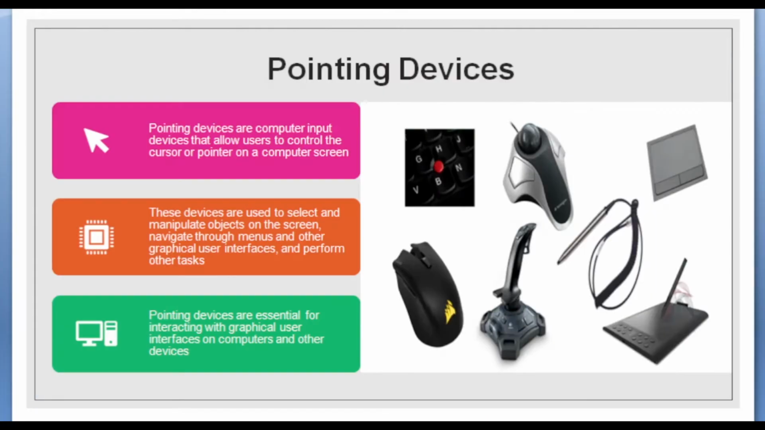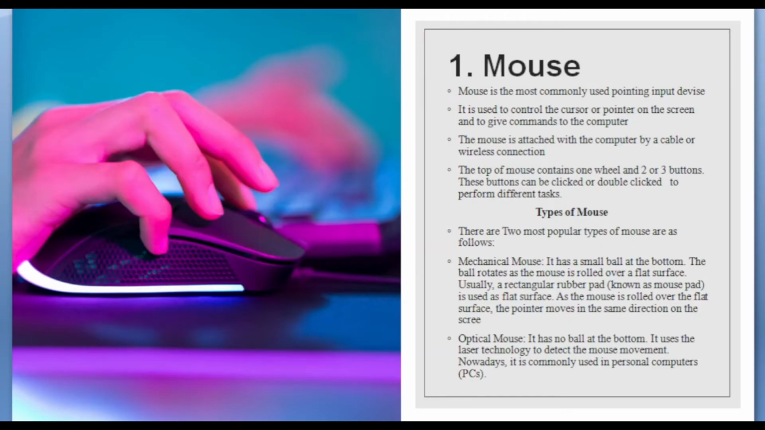Next, I will discuss pointing devices. There are five main types of pointing devices. The first and most common type is mouse, and there is touchpad, joystick, pen tab, and many more. Okay, so mouse.